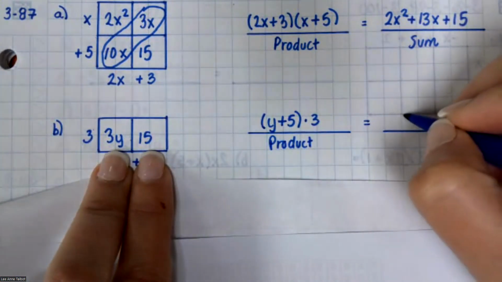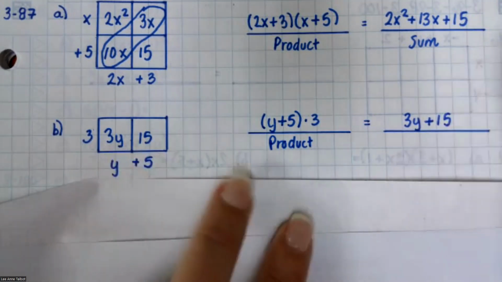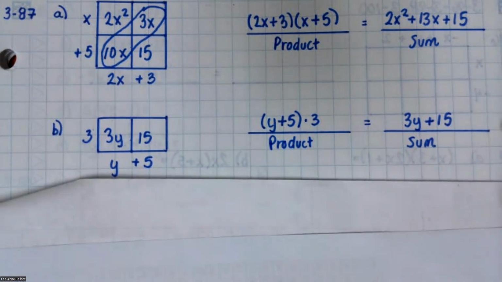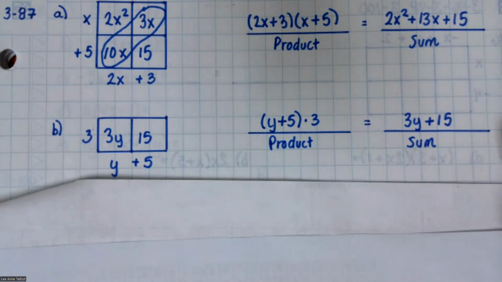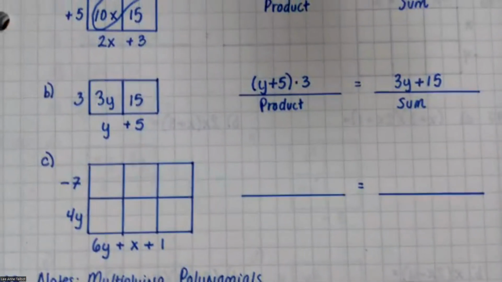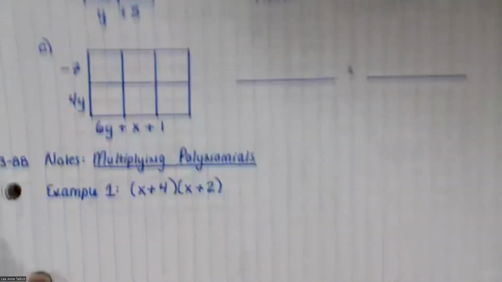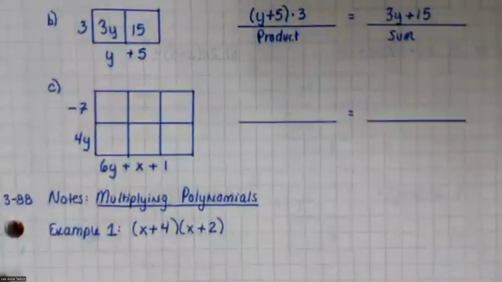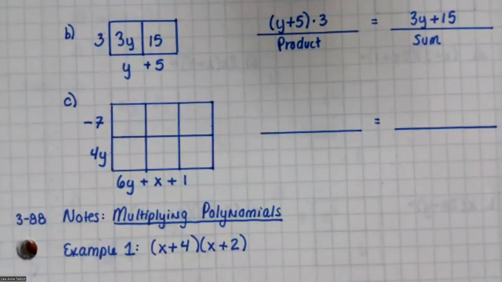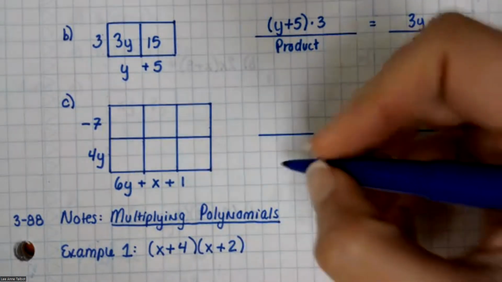Okay, and then the sum is 3y plus 15. Okay, now I have a spicy one for you to do by yourself or with your group, either way. See, it's spicy. Give it a try, and then I'll go over it in a few minutes.